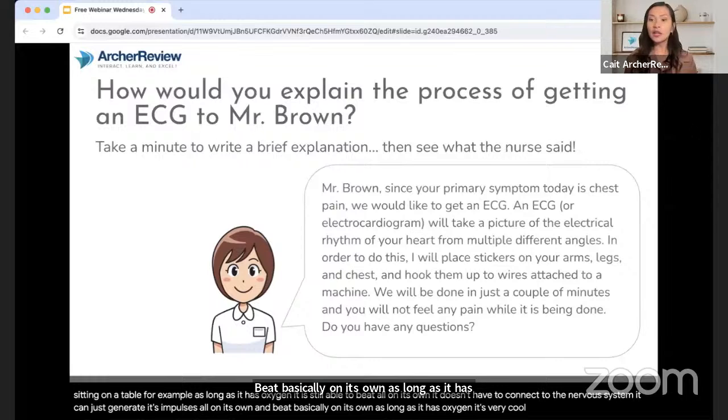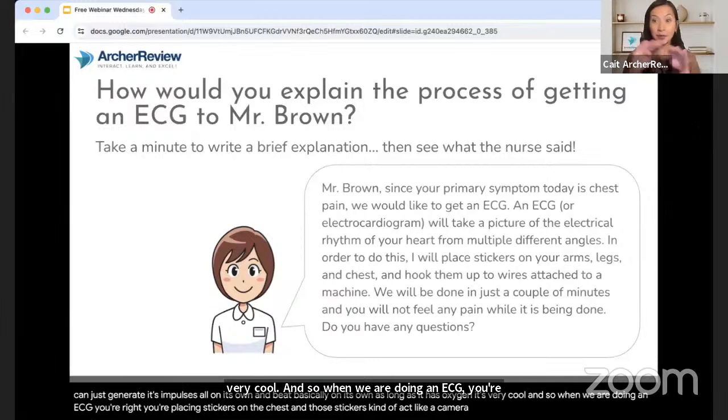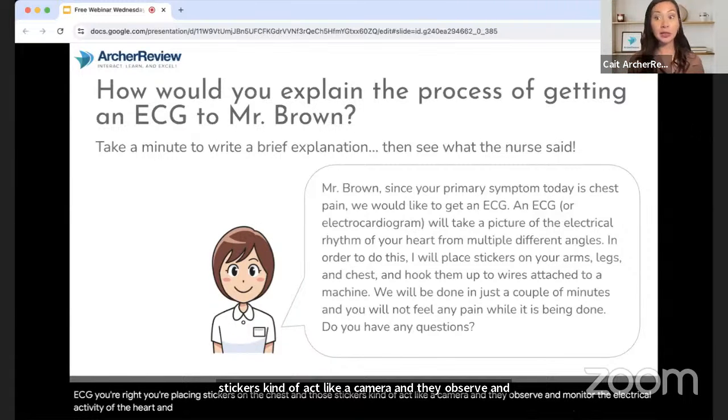And so when we are doing an ECG, you're right, we're placing stickers on the chest, and those stickers kind of act like a camera, and they observe and monitor the electrical activity of the heart and essentially paint a picture of that electrical activity on the monitor.